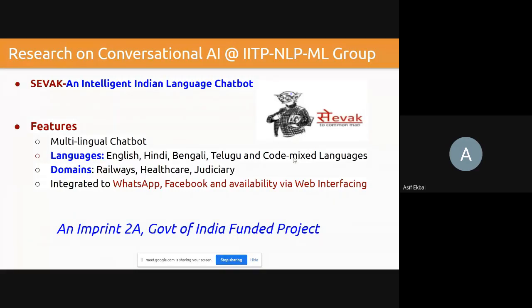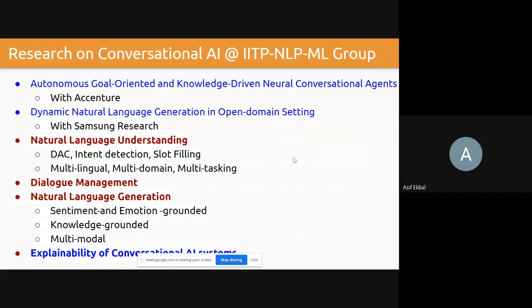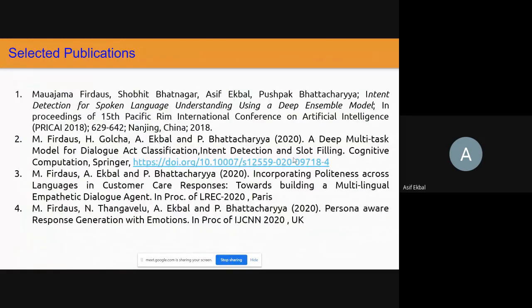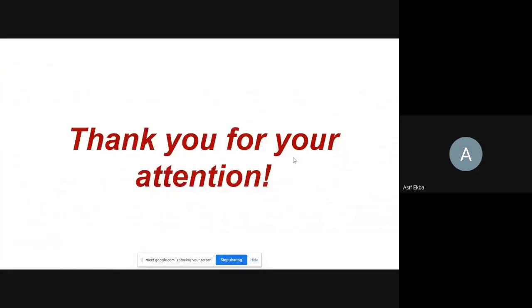Then we are also doing a lot of research with different industries, with Accenture. We have been working with Samsung Research on dialogue systems. We also have scholars, master's students and PhD students working on different aspects of conversational AI, including multimodality, sentiment, emotion, grounded generation, and the explainability of conversational systems, because you know that explainability plays an important role nowadays. There are some papers that I have referred to here, mostly our publications. You can see these papers, and with this, maybe I can take some questions.